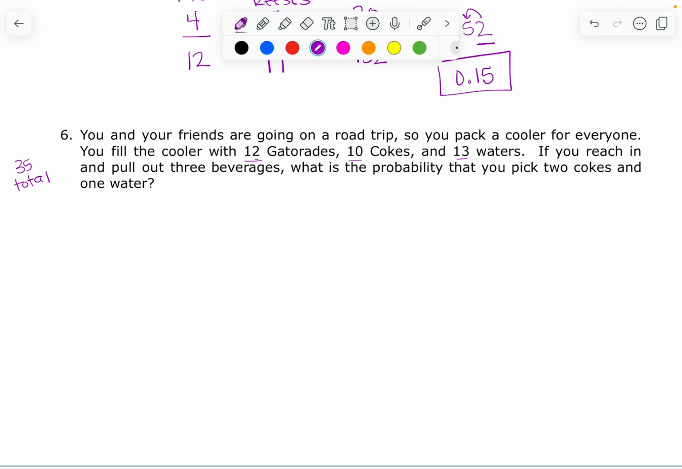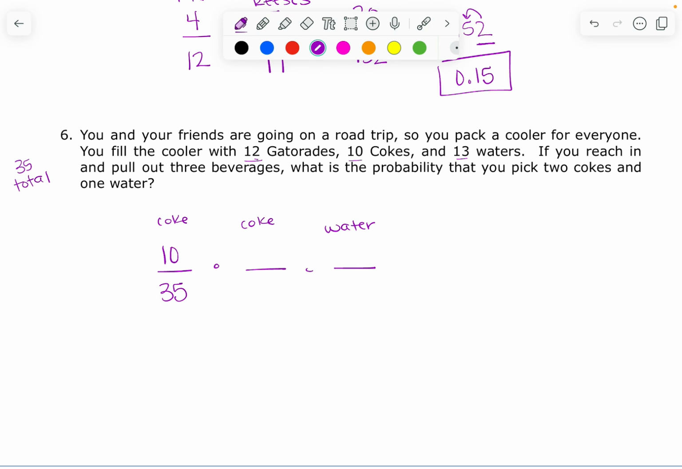You reach in and you pull out 3 beverages. What's the probability that you pick a Coke, and a water? 2 Cokes and a water. Okay, so I'm doing 3 beverages where I get a Coke, and then a water. Okay, before anything happens, the probability of getting a Coke. Well, there were 10 of them out of the 35 total in the cooler.